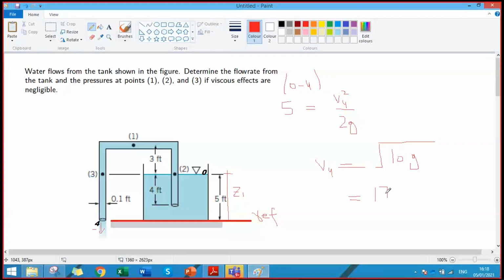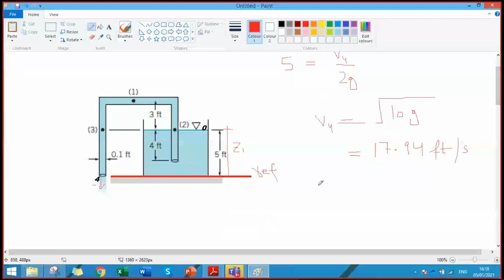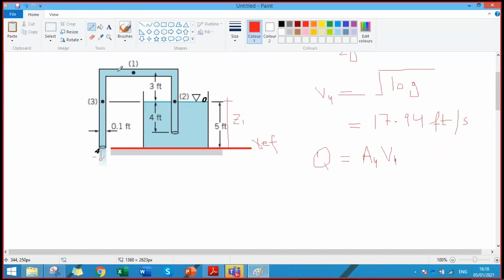Clear? Now flow rate is not a problem because velocity at all the points, flow rate at point 2, 1 or 3 will be fixed. So we can calculate just Q by using A4 into V4. We also know that there is no change in the area. The area of the pipe is fixed, the diameter of the pipe is fixed, so we can write V4 equals to V1 equals to V2 equals to V3.